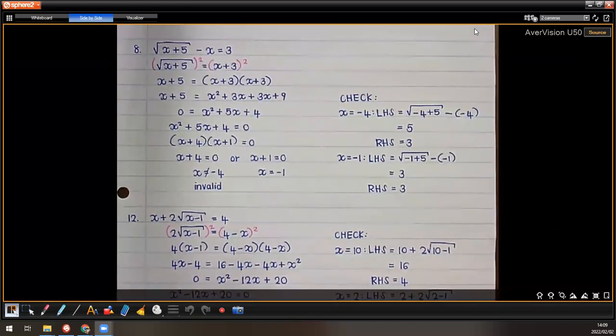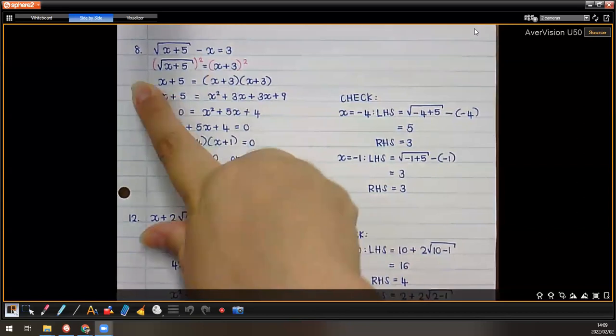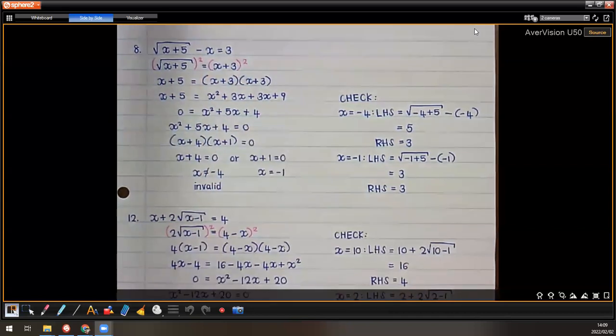So number 8 is very similar to number 7. The only extra thing is that you have to move that minus x over first before you square both sides. In number 7, that surd was already isolated, it was already on its own. So you could square that straight away. So just check for that. Then you FOIL out those 2 brackets.